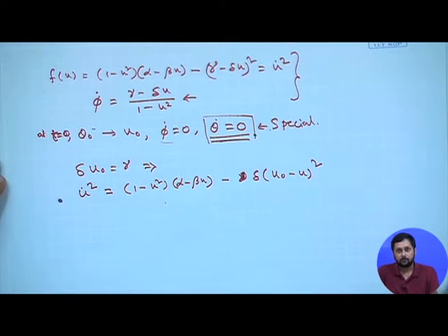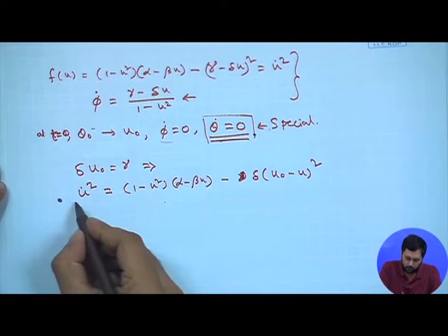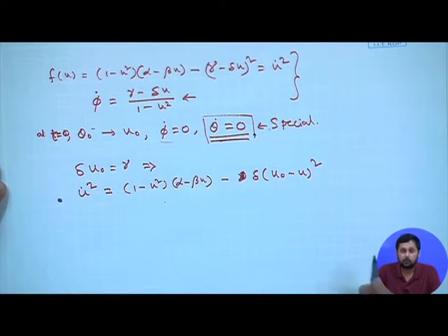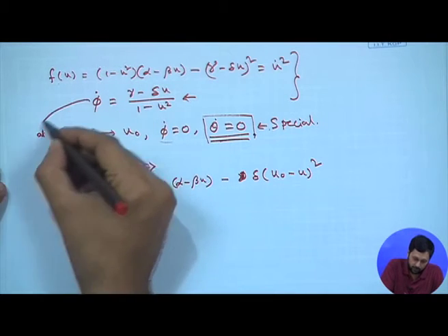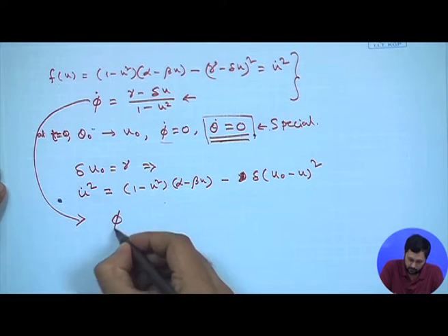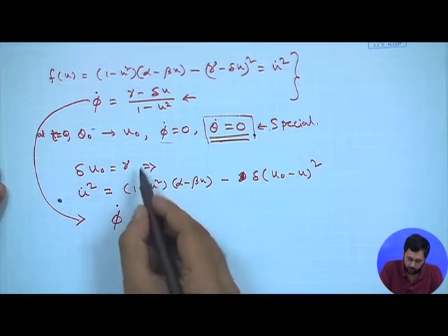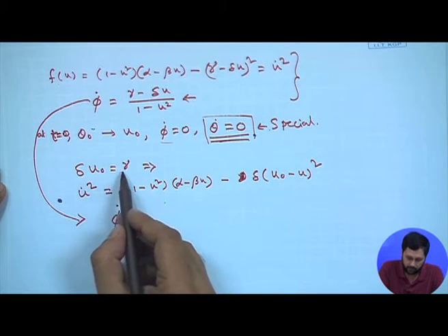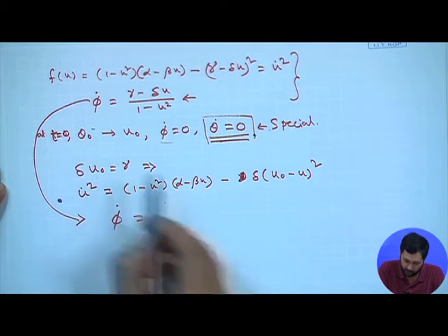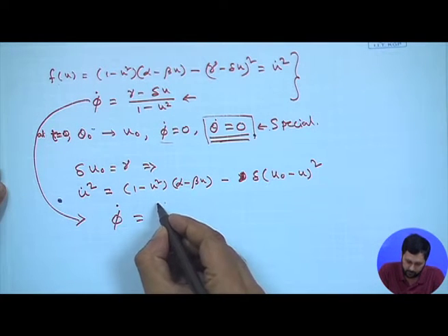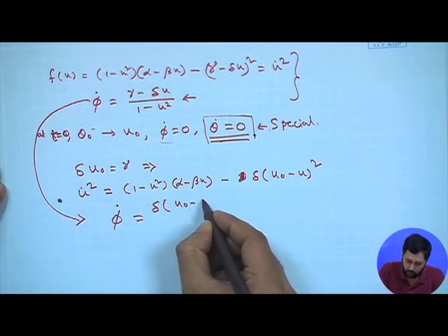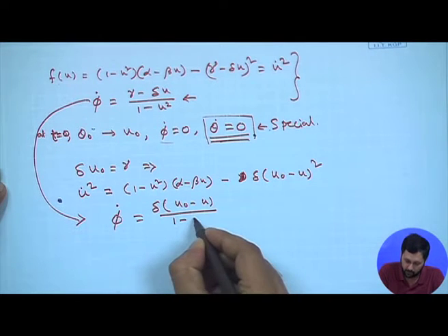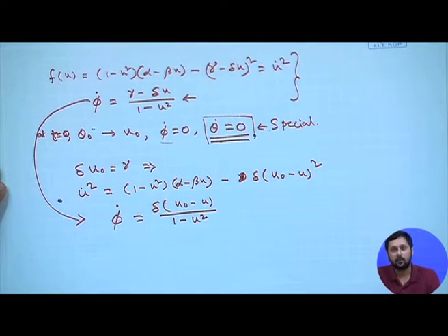Anyway, this is not terribly important. What is important is, similarly we can write phi dot to be equal to gamma minus delta u, where delta is gamma u 0. So, we can write this as gamma times u 0 minus u over 1 minus u square, right.